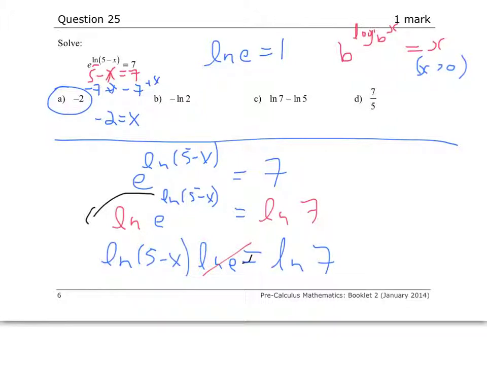So we can look at and compare the inside arguments now, because the outside is the same. So we have 5 minus x equals 7, and we will get the same solution as before, x equals minus 2. Fun with logs.